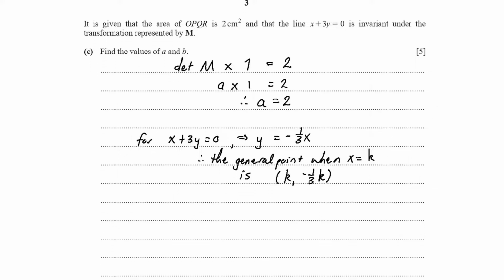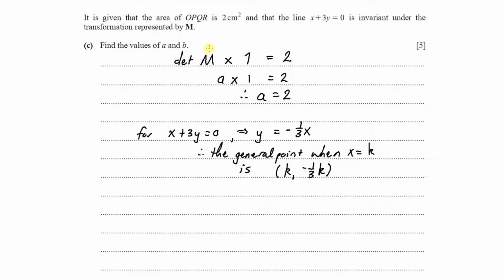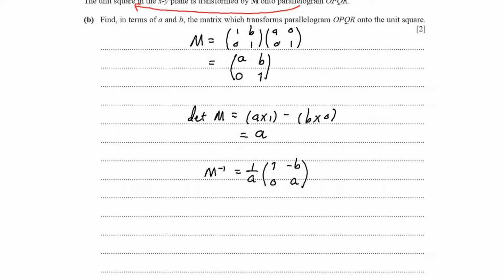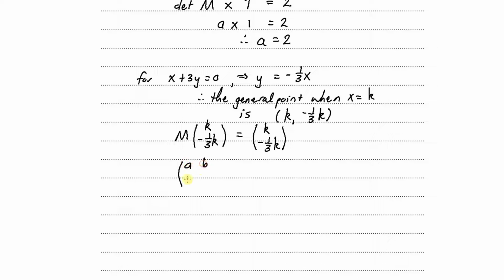So if the line is invariant under transformation M, it means that if we multiply the matrix M times any point on the line represented by k and minus a third k, we should get the output coming out the same since it's invariant. Now the matrix M, we have already found it to be (a, b; 0, 1). So we're going to multiply it by k and minus a third k, and we would expect the result to come out the same since it's invariant.